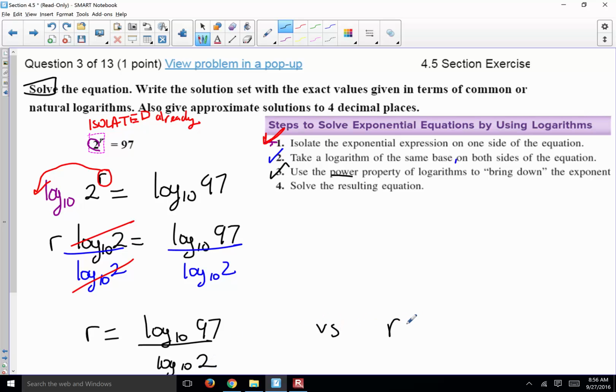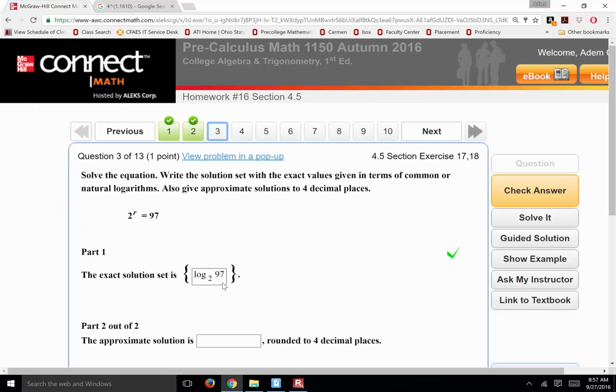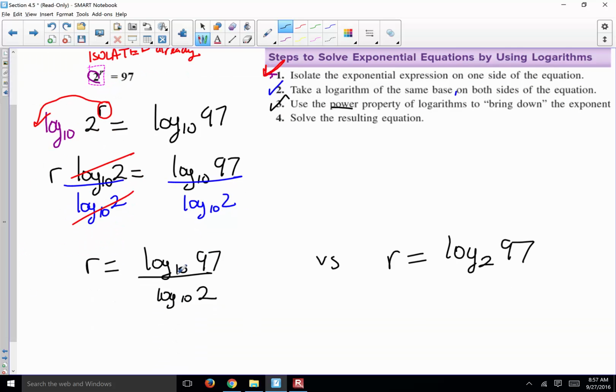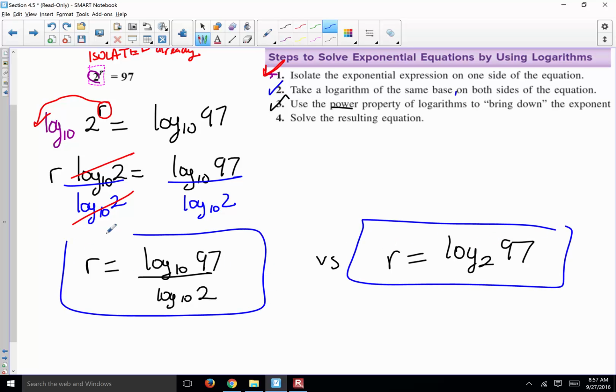Versus what was the earlier answer? It was logarithm base 2 of 97. This is the answer I substituted here, logarithm base 2 of 97, but I got here 2 logarithms. So which one is better? This or this one? Which answer is better? Alright, let me tell you which one is better.